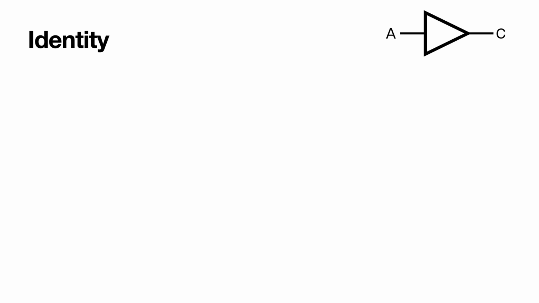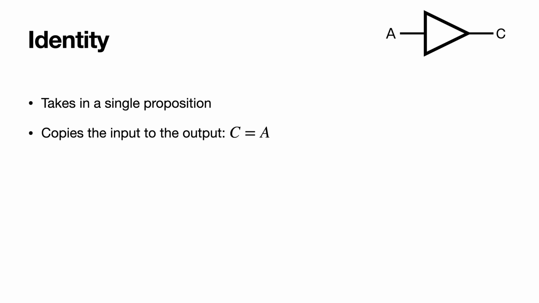The first connective we're going to talk about is what's called a unary operator, unary coming from un or uno, meaning one. It's called this because it just operates on a single proposition to give a new proposition. This one is called the identity, and it's basically written as C equals A. It really doesn't do anything to it. It just copies the truth value of the input to the output. And you don't see this too much in logic because it doesn't really do anything.